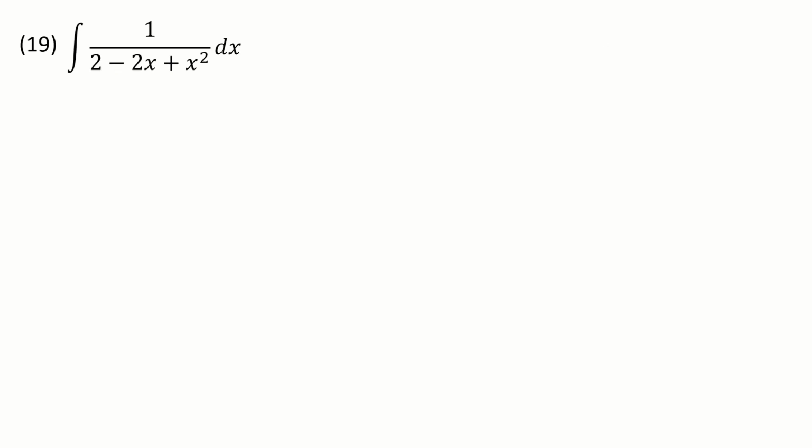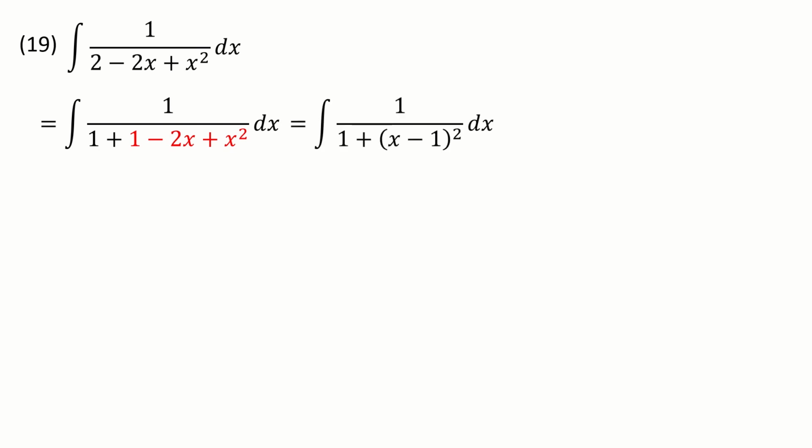Here is problem 19. Again, we need to deal with a fraction here. So first we deal with the denominator. We can rewrite 2 as 1 plus 1. And then we can complete the square for the denominator. So we got here. Then we use the substitution. Let u equal x minus 1. So we got an integral with respect to u.